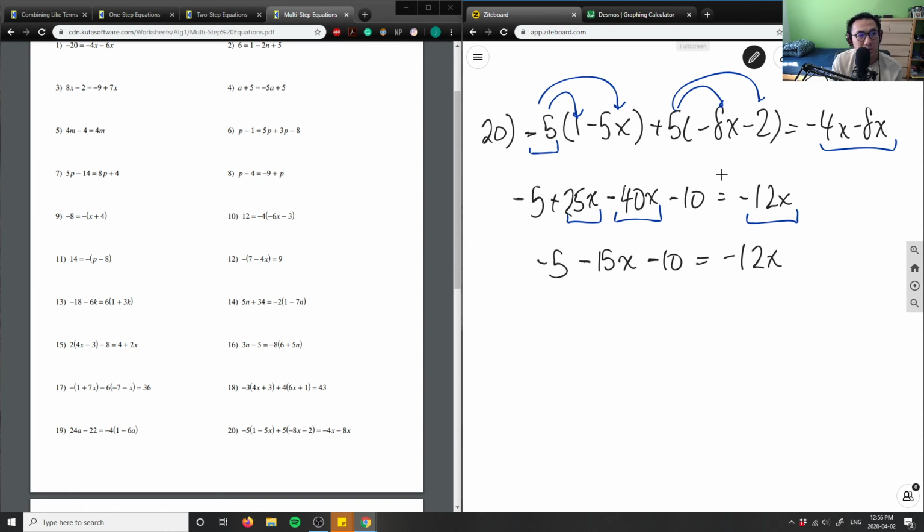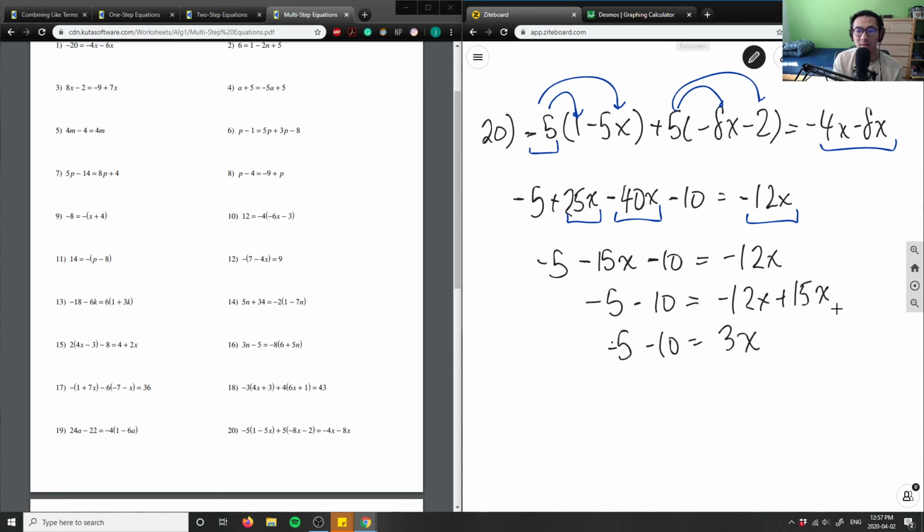Now what we can do, we can choose to either move 15 to the other side first. So maybe I'll do that first. So I'm left with negative 5 minus 10 equals, if I have negative 15x here, if I move it to the other side, I'm going to add both sides by 15x. So negative 12x plus 15x. So negative 5 minus 10 here equals negative 12x plus 15x in this scenario is 3x.